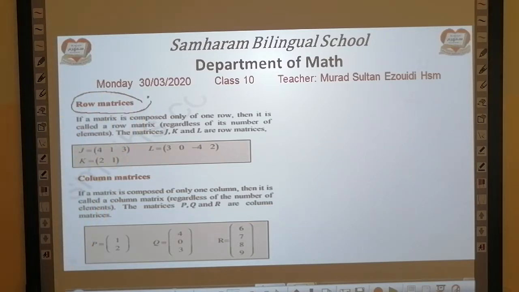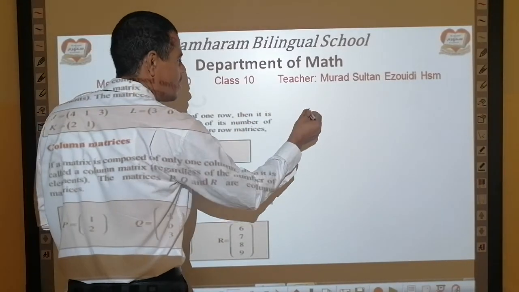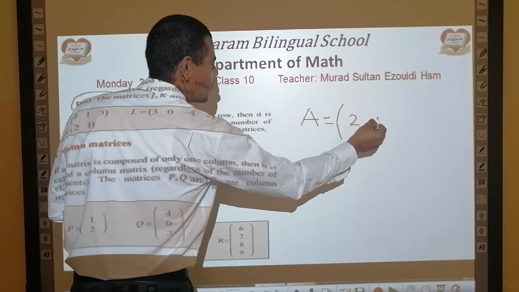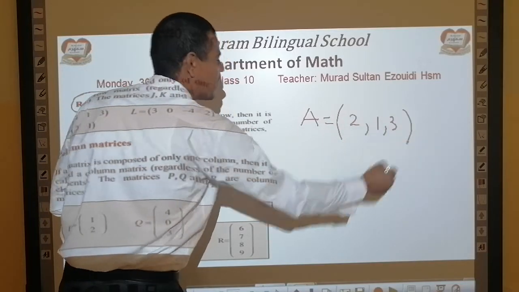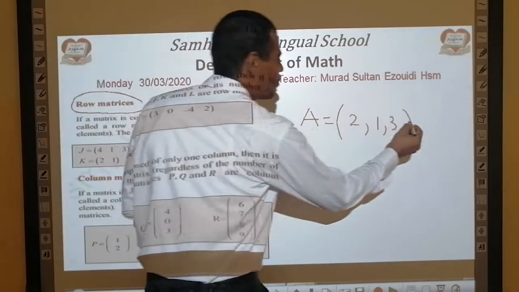If a matrix is composed of only one row, then it is called a row matrix, regardless of its number of elements. The matrices K and N are row matrices. For example, I will give an example. A is a matrix: 2, 1, 3. This is a row matrix. It consists of only one row.